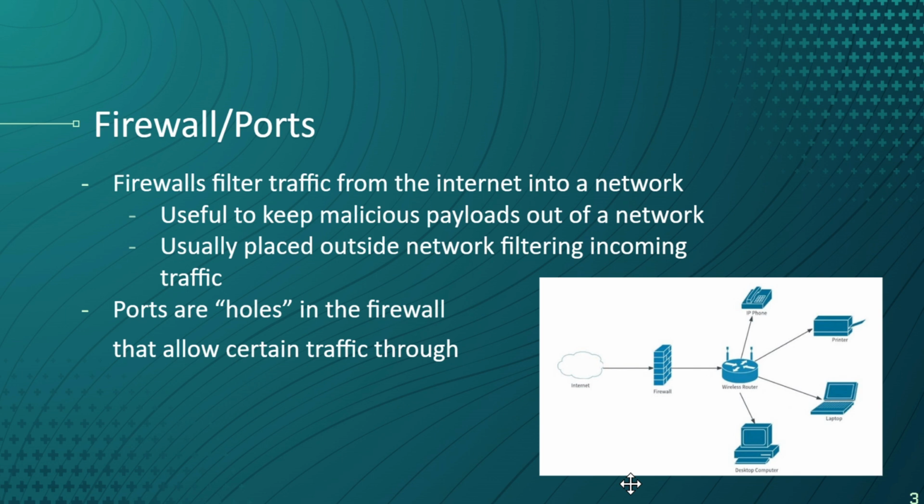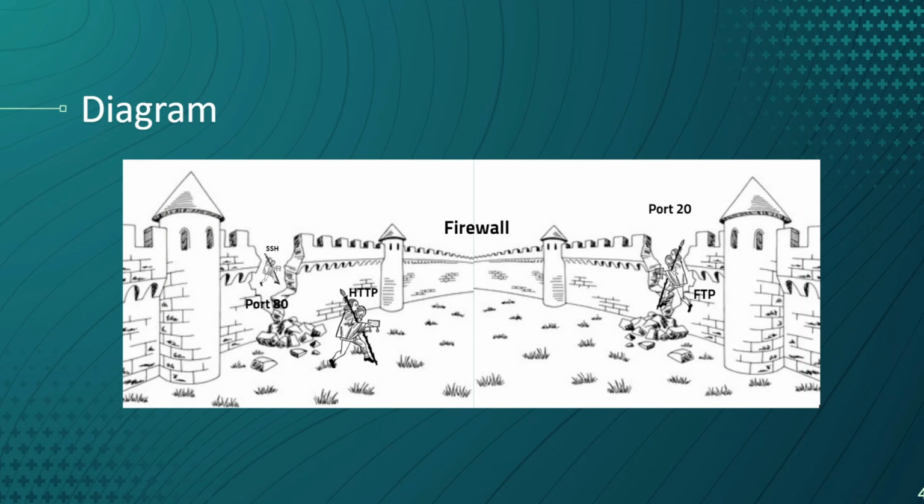How a firewall works is that there are specified ports in the firewall, and these are basically holes in the security to allow certain services to communicate through the firewall. To help understand how ports work in firewalls, we have this nifty little diagram here. This whole castle represents the firewall. The wall represents the entire firewall with these specific ports open.